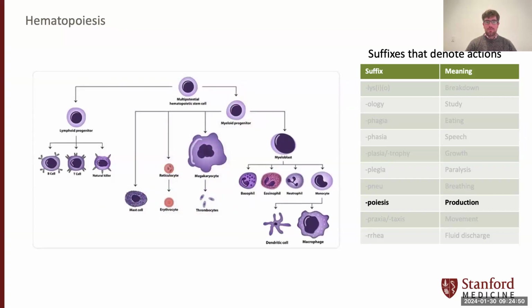Hematopoiesis is the production of blood. This usually happens in the bone marrow. And so this is starting out with a stem cell and then producing all the different components of the blood.